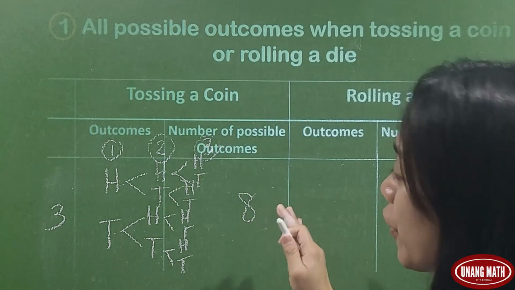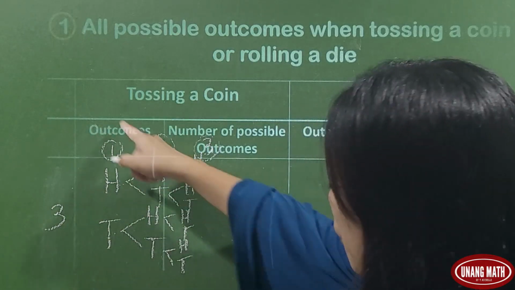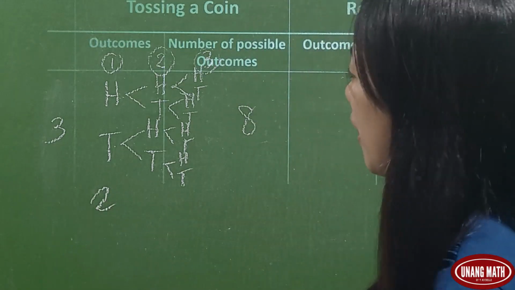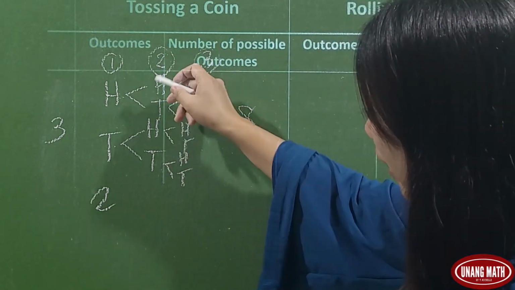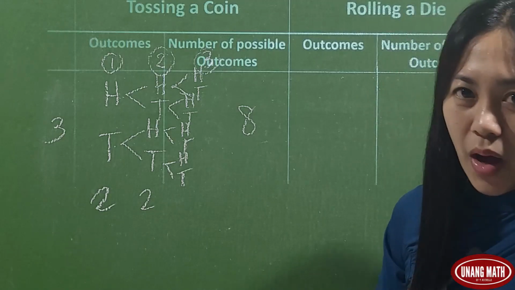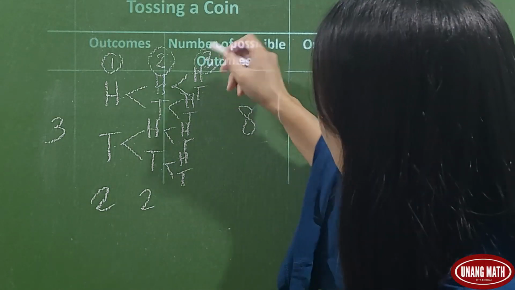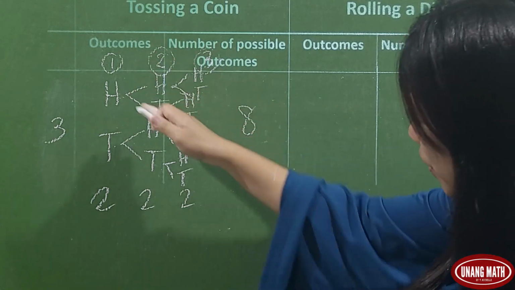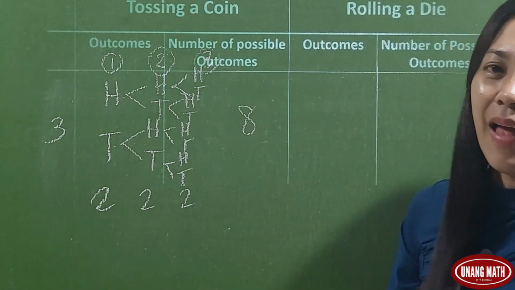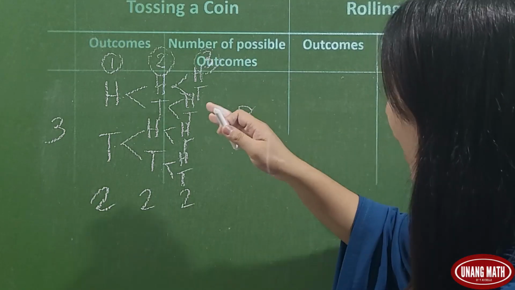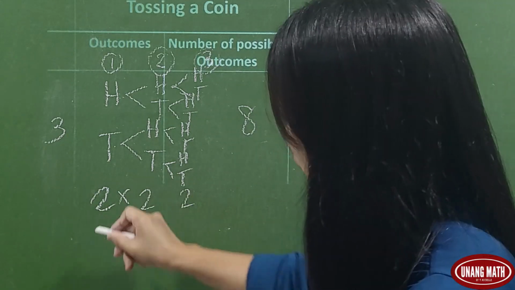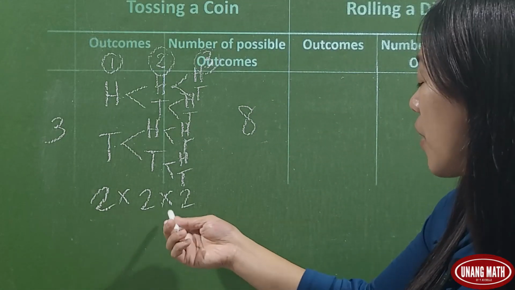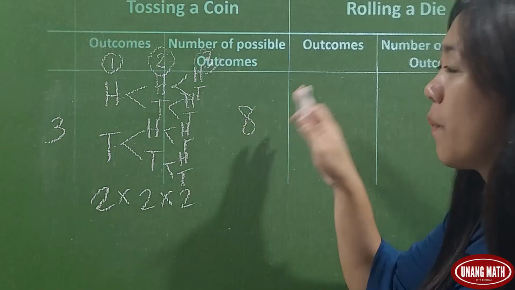To explain this further, in our first coin, or our first event, we have two outcomes. Second event or second coin, we also have two outcomes. Third event or third coin, two outcomes. And since this happened at the same time, to find the number of possible outcomes, we have to multiply these numbers. And 2 times 2 times 2 is equal to 8.